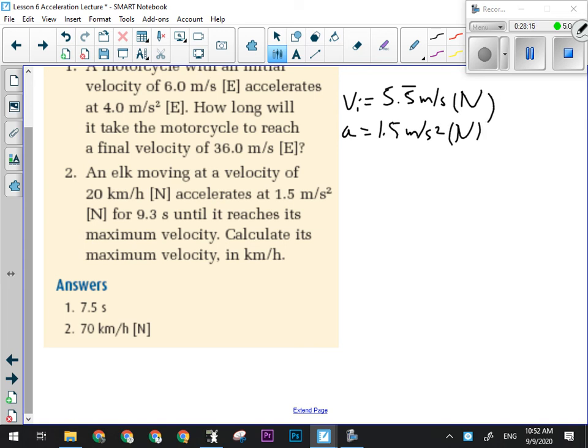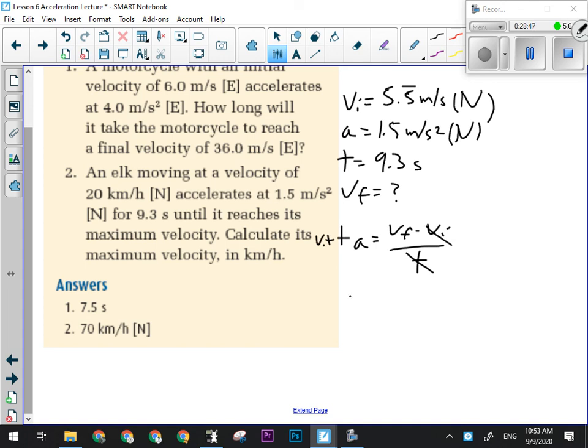For 9.3 seconds until it reaches its maximum velocity, which is what I'm trying to find. So find that in kilometers per hour. I'm going to find it in meters per second, and then I'm going to convert it back. So I'm going to take a equals vf minus vi over t, because it's the formula I can use with the information I'm given, and solve for vf. So multiply both sides by t, add vi to both sides, and I'm solving for vf.